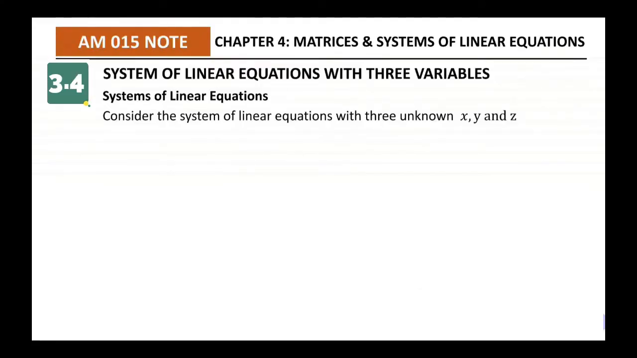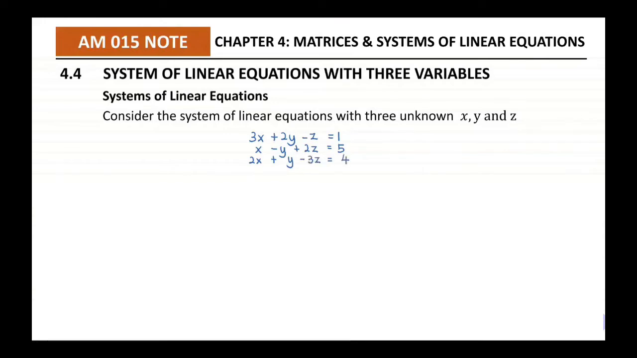We go to subtopic 4.4, System of Linear Equations with 3 variables. Systems of linear equations. Consider the system of linear equations with 3 unknowns x, y and z. 3x plus 2y minus z equals 1, x minus y plus 2z equals 5, and last we have 2x plus y minus 3z equals 4.